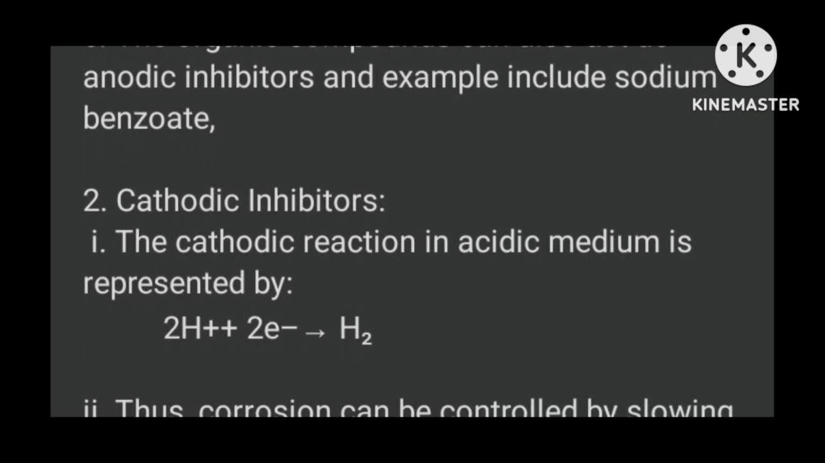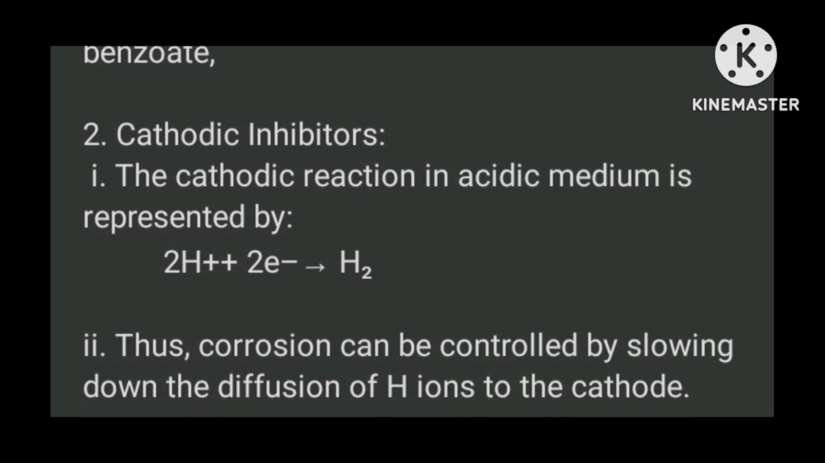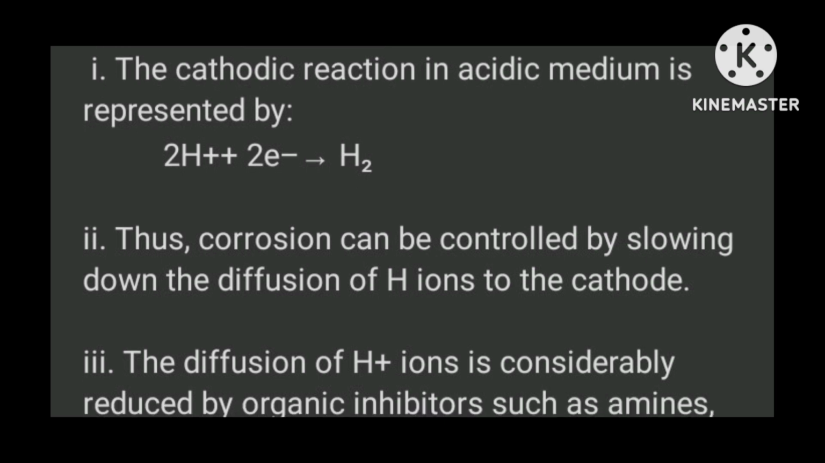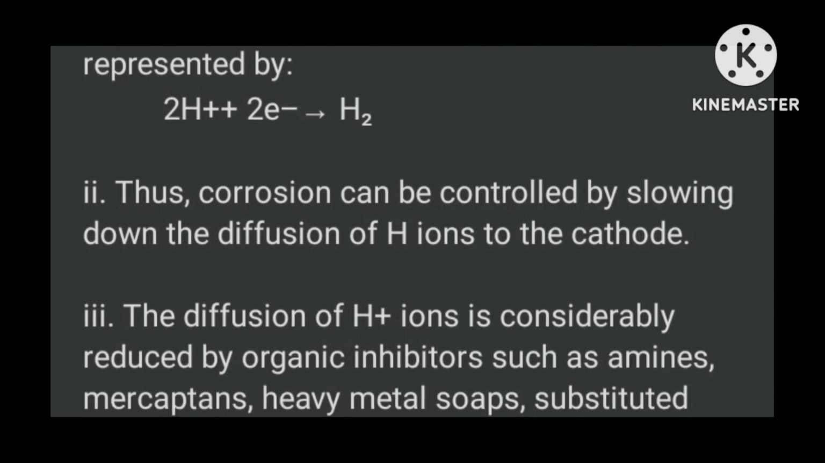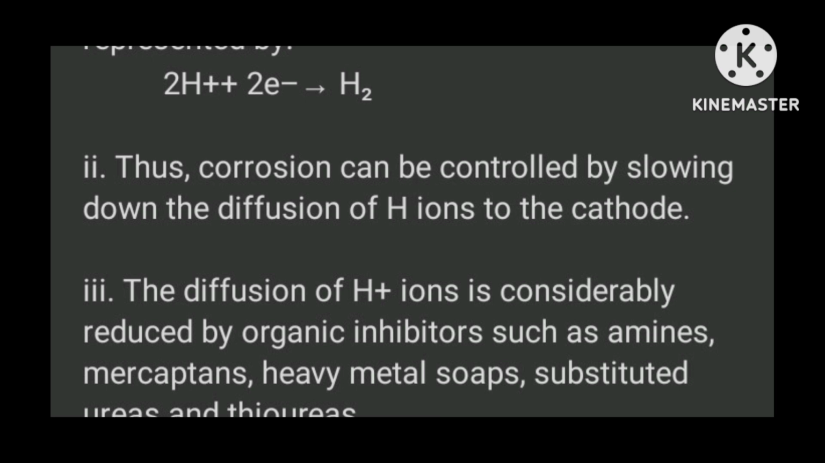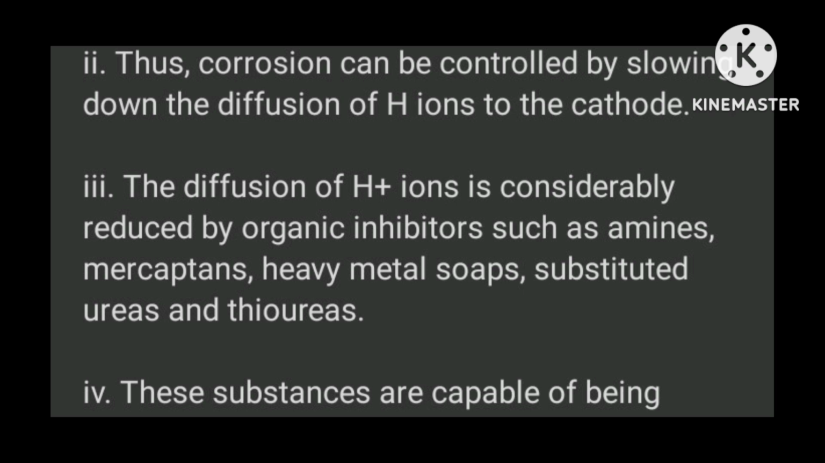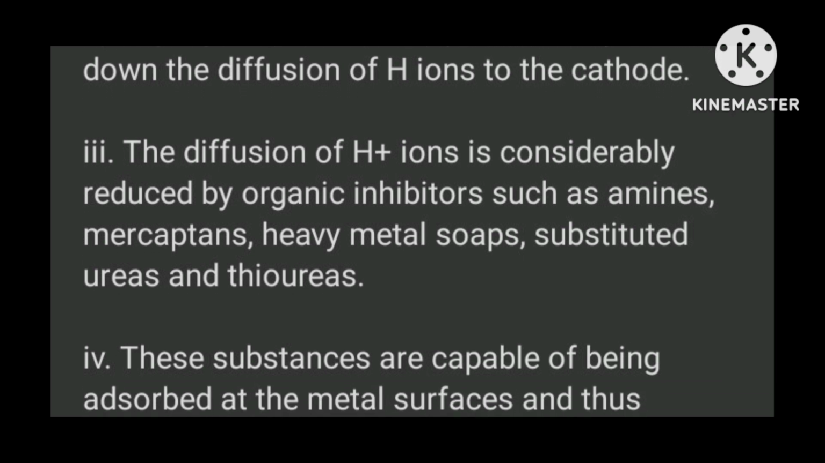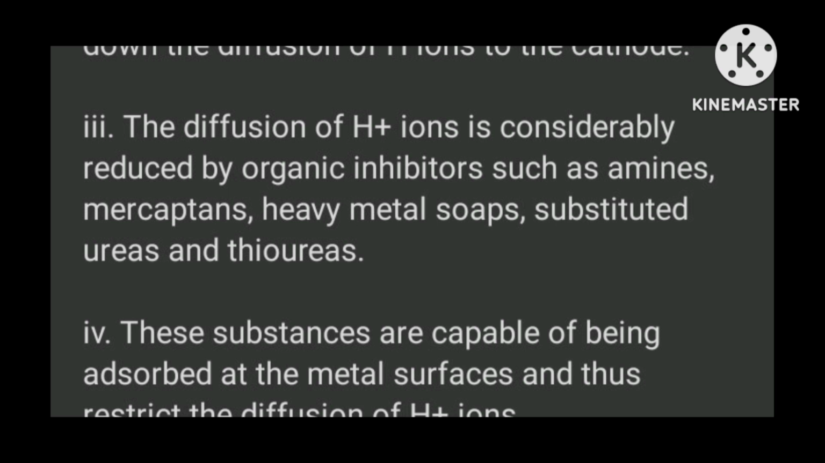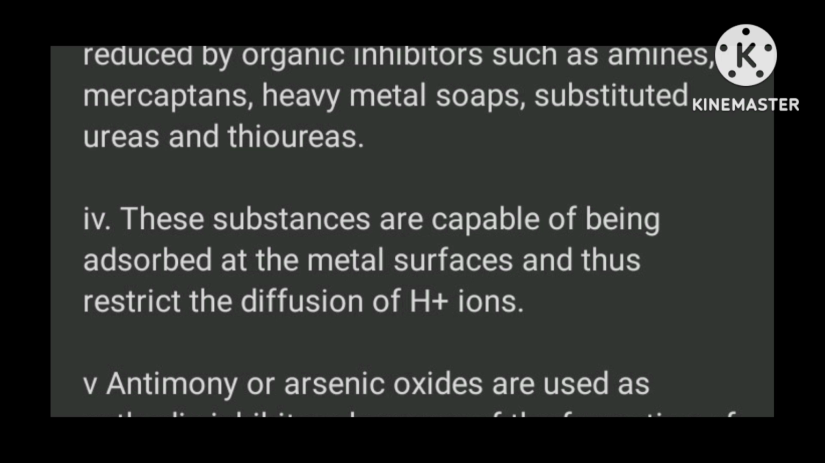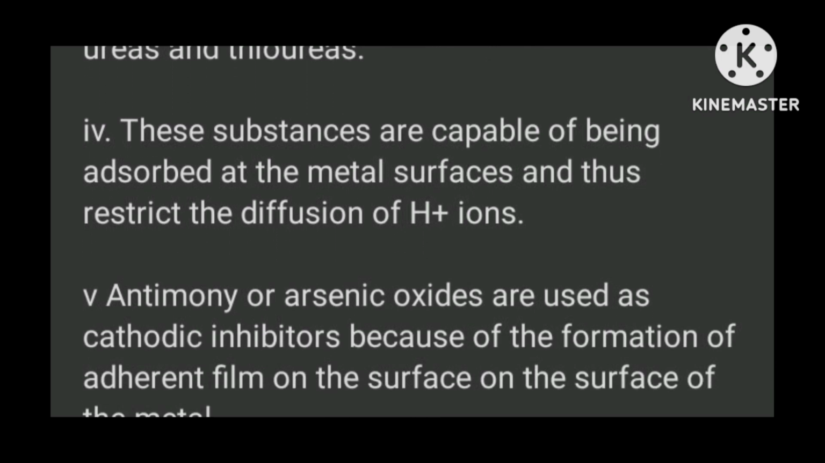Second, cathodic inhibitors. First, the cathodic reaction in acidic medium is represented by 2H+ + 2e- → H2. Second, thus, corrosion can be controlled by slowing down the diffusion of H+ ions to the cathode. Third, the diffusion of H+ ions is considerably reduced by organic inhibitors such as amines, mercaptans, heavy metal soaps, substituted ureas and thioureas.